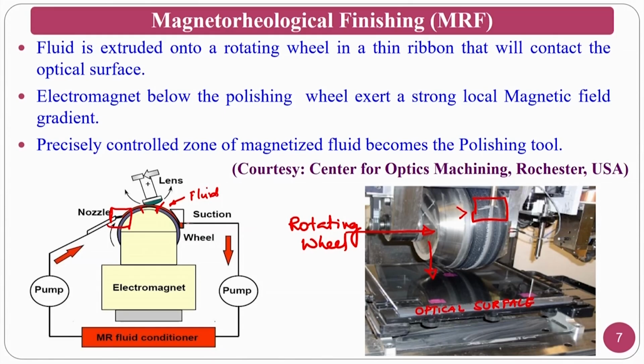and this fluid will be sucked by a suction pump, and it will be supplied to the magnetic fluid conditioner, so that it can be recycled. In the magnetic fluid conditioner, you can have another magnet, so that the chips will all be attracted towards that one, and whenever you are pumping again, the chips will not be there the next time, if they are metallic.